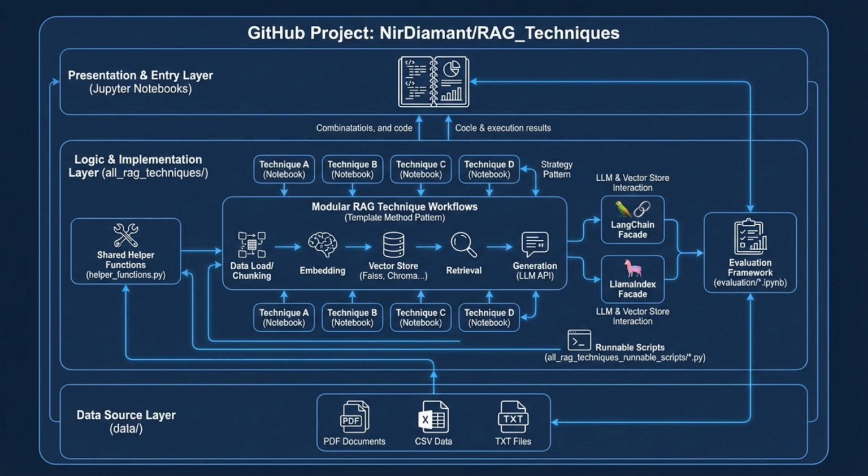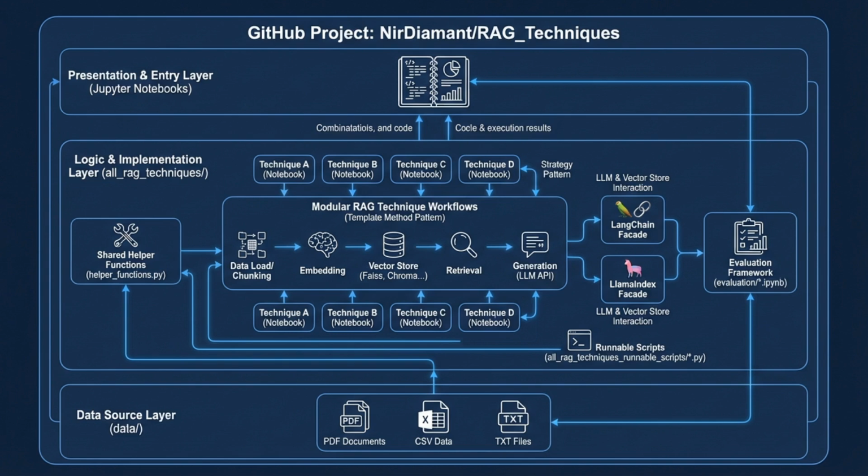A newer variant called hypothetical prompt embedding inverts the approach entirely. Rather than generating hypothetical answers at query time, it pre-generates hypothetical questions for every document chunk at indexing time. Retrieval then becomes question-to-question matching, with 0 runtime LLM overhead.